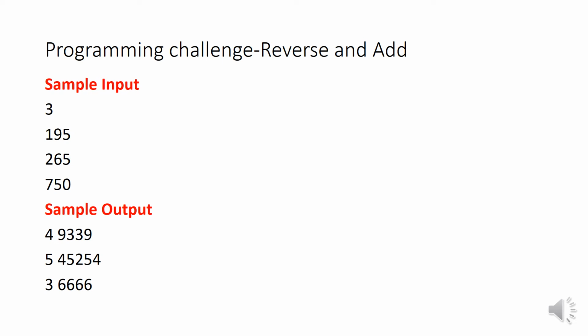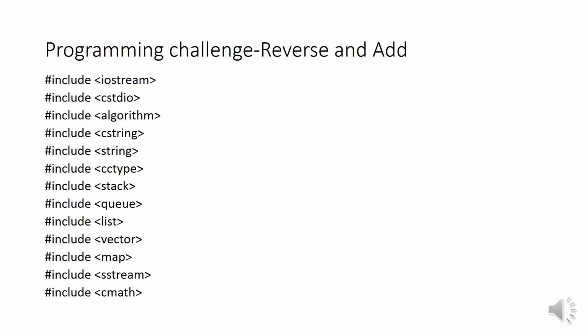Like 265, this is the second number. We require 5 iterations and the output is 45254. If you reverse it, the palindrome is 45254. That is the resulting palindrome. Like this, the third input is 750. We iterate in 3 steps, so we get 6666. So that is simply a palindrome number.